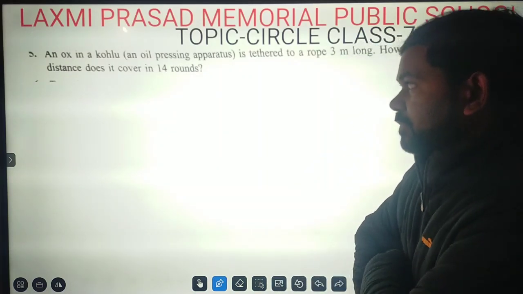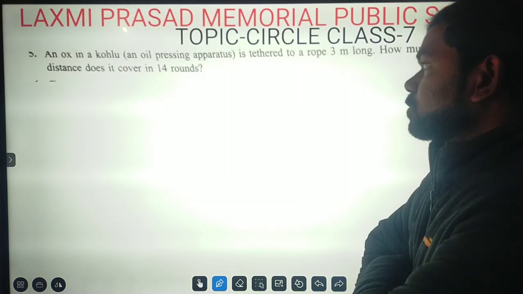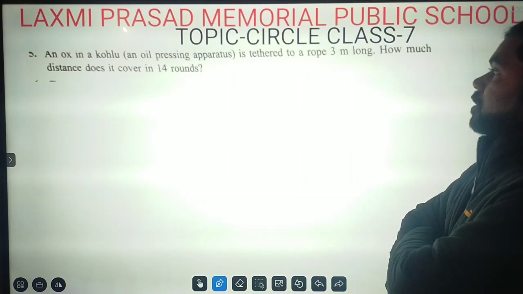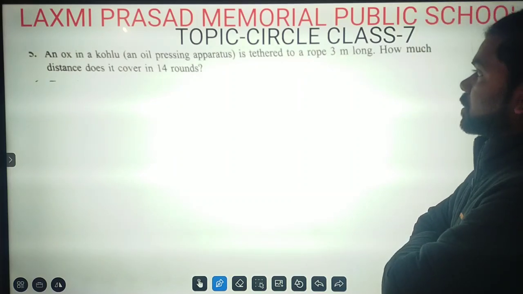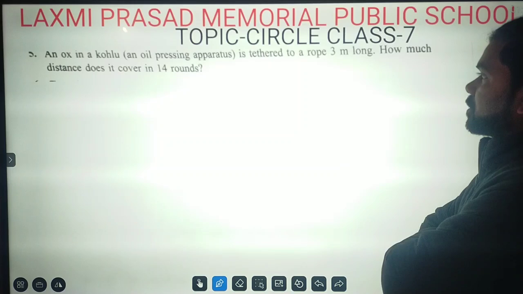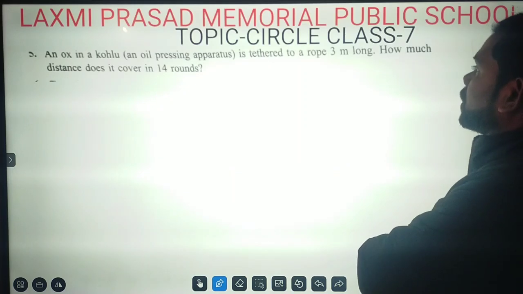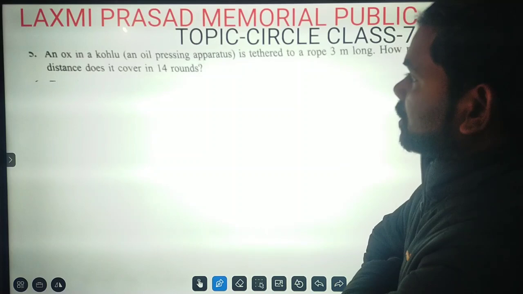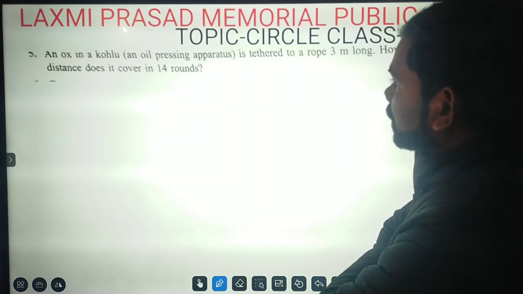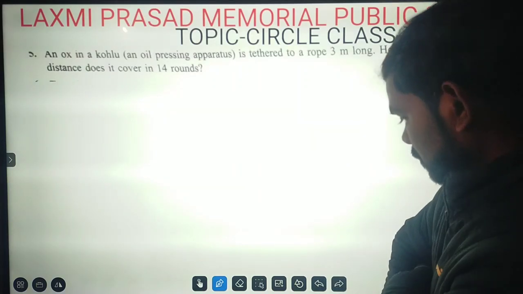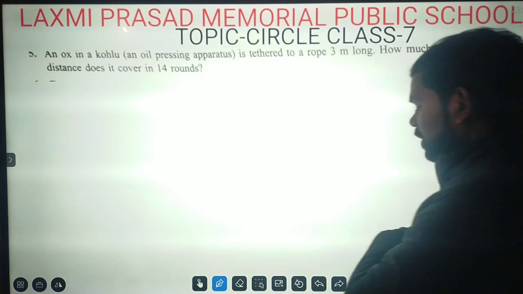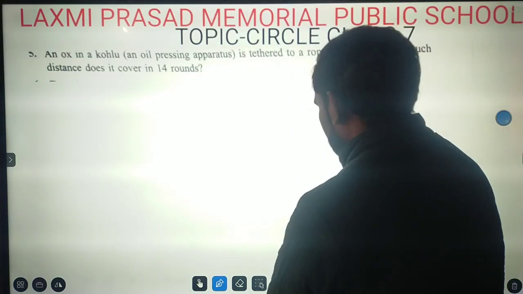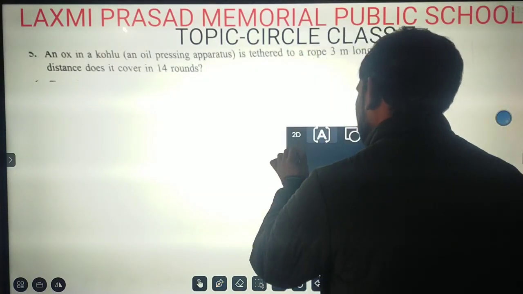The question is: an ox in a kolhu is tethered to a rope 3 meters long. How much distance does it cover in 14 rounds? So this is the question. Now let's understand this question with a figure.